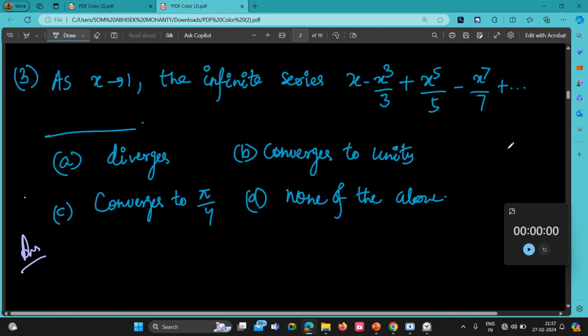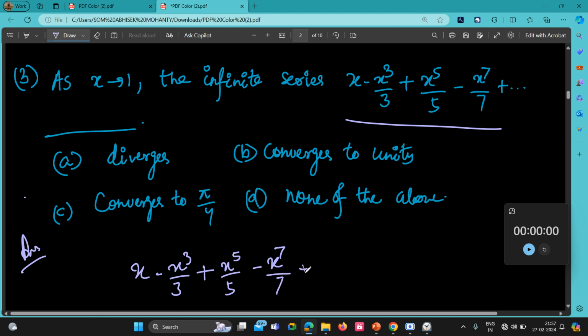Okay. So how to solve it? See here again, you have to remember these things, like the expansion and all, like the one I just did in the first question. x minus x cube by 3 plus x fifth by 5 minus x 7 by 7 dot dot dot. This is actually the expansion of tan inverse x. So you have to remember that.